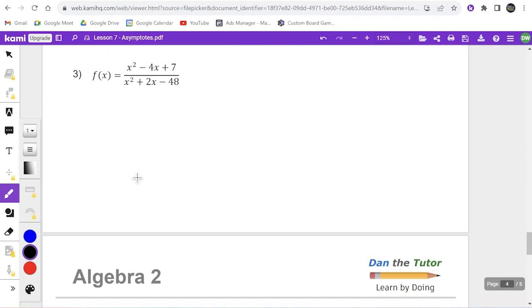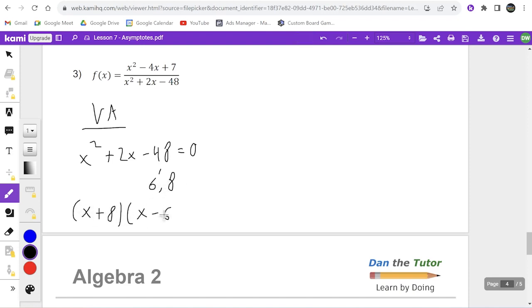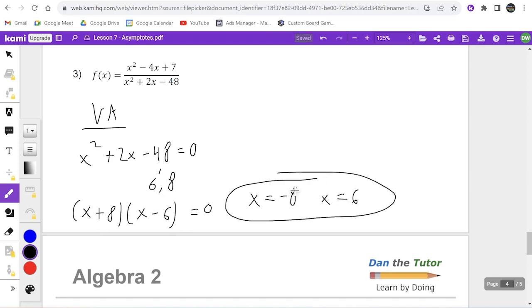And time's up. So first, for the vertical asymptote, all I need to do is set the denominator equal to 0. Hopefully you remember how to factor this. The factors that I need here are going to be 6 and 8. And it's going to be x plus 8 times x minus 6. That's going to give me the plus 2x in the middle. So then the answers are x equals negative 8 and x equals positive 6.